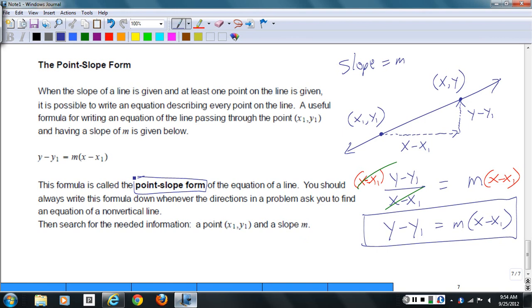This should definitely be on your list, along with the slope formula and slope-intercept form, as important forms and formulas to memorize and be able to use on a test to find equations of lines and information about straight lines. So if someone gives us information about a non-vertical line, the first thing to do is write down the point-slope form, look for a point and a slope, and then substitute.